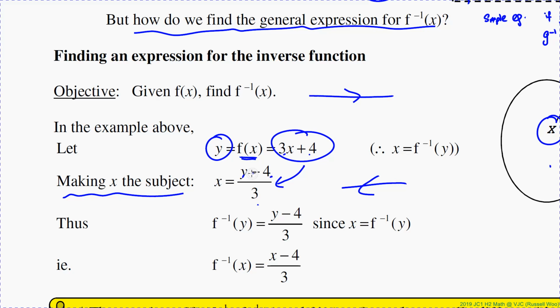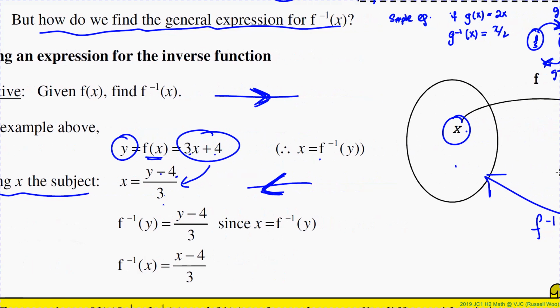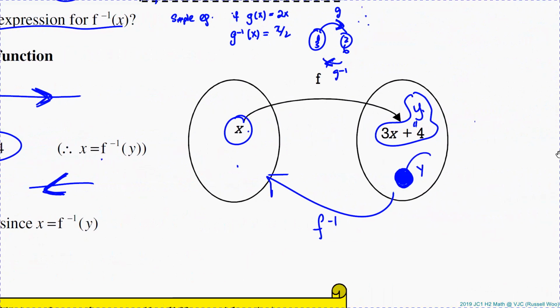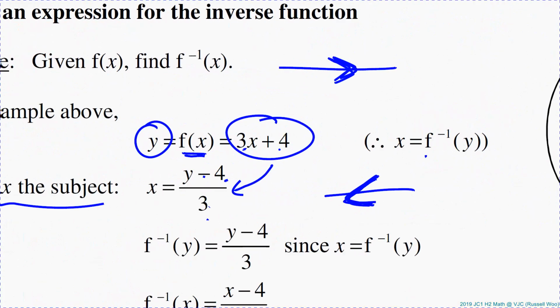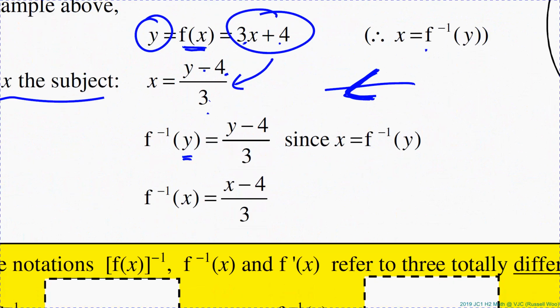Of course, intuitively we all know that it works like that. I say one more time, you work this way, it is times 3 plus 4. You go this way, you minus 4 first, then divide by 3. So the rule is such that if I put y here, I will get y minus 4 over 3. The rule is such that I put y, f inverse of y is this.